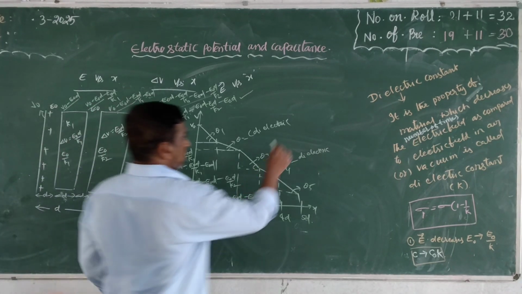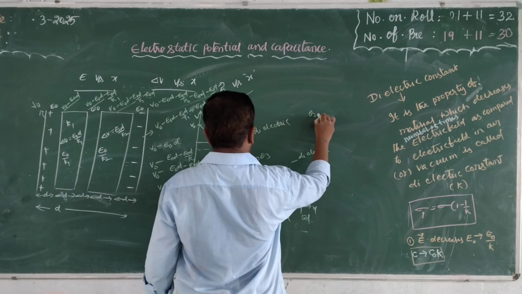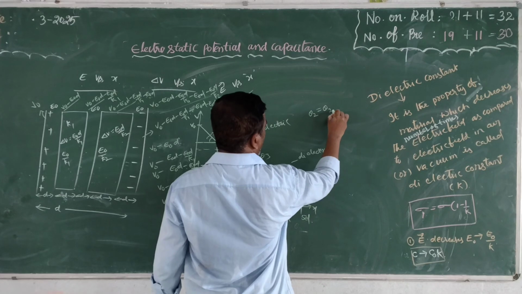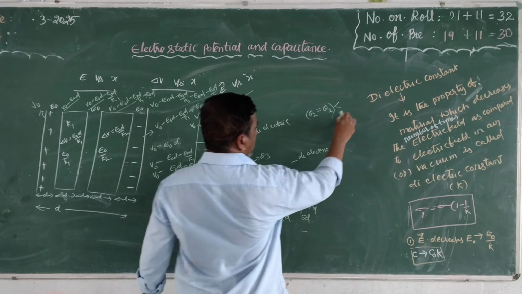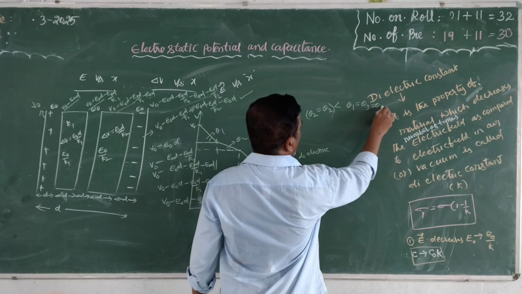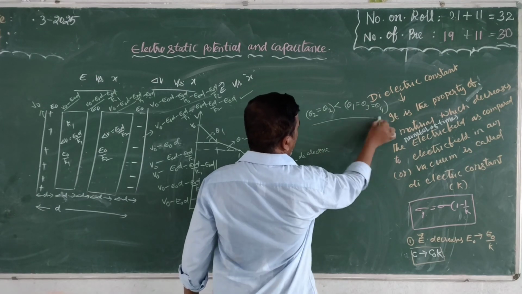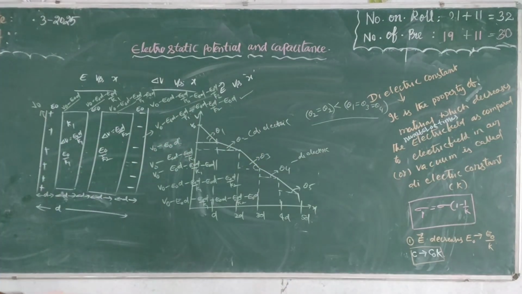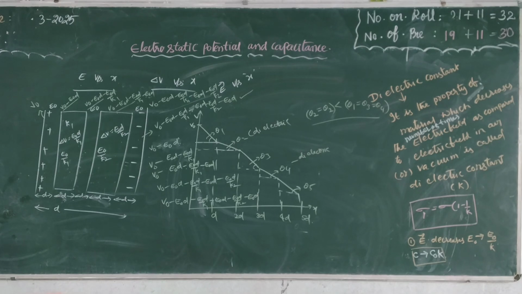See here, theta 2 equals theta 4, which is less than theta 1 equals theta 3 equals theta 4. That is the condition. This is the graph of delta V versus x.